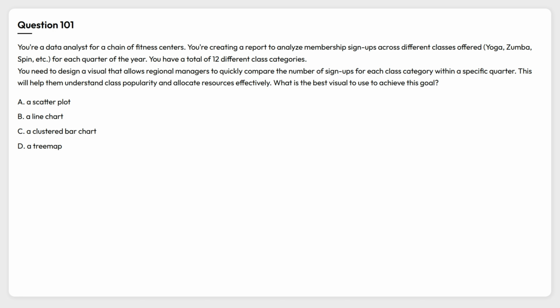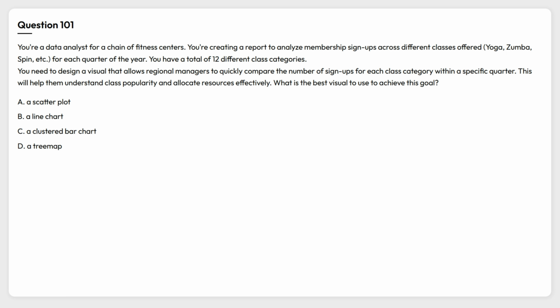You need to design a visual that allows regional managers to quickly compare the number of signups for each class category within a specific quarter. This will help them understand class popularity and allocate resources effectively. What is the best visual to use to achieve this goal?